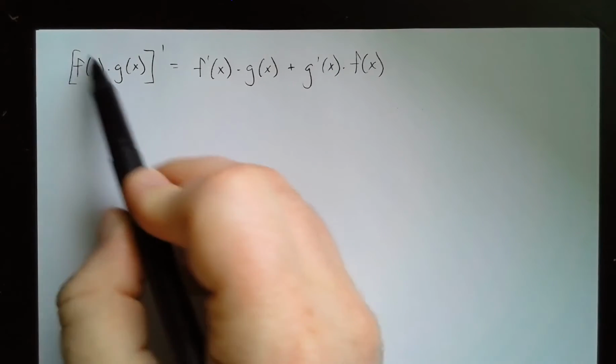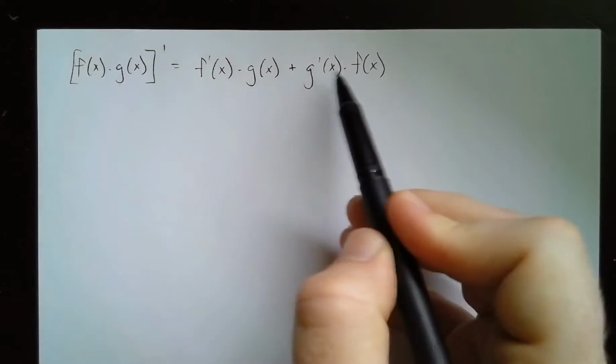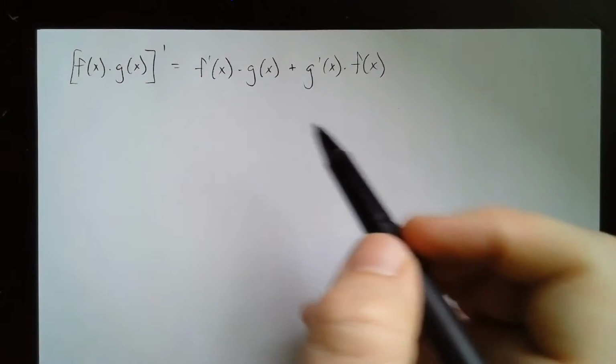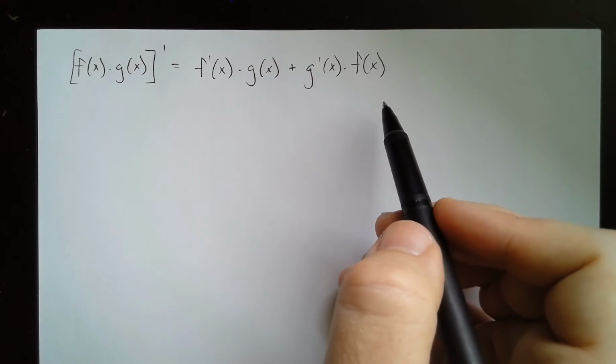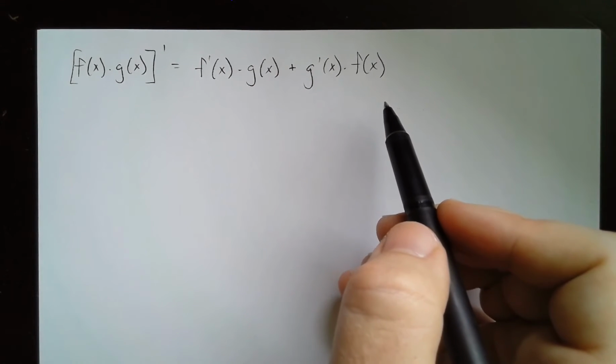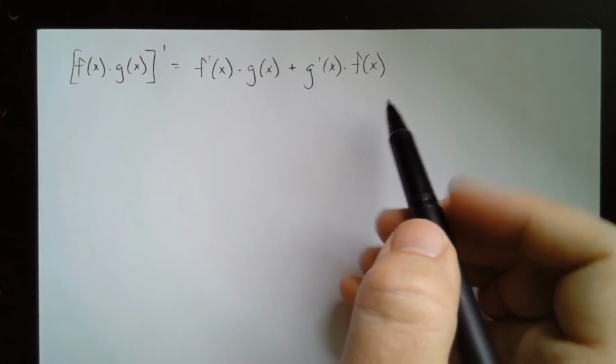Again, it's the derivative of the first function times the second function unchanged plus the derivative of the second function times the first function unchanged. Now, for us to prove this, we unfortunately have to go back to the limit definition of a derivative, because the rules that we currently have up to this point aren't viable to prove the product rule for generic functions.